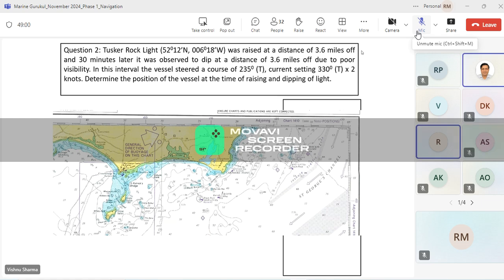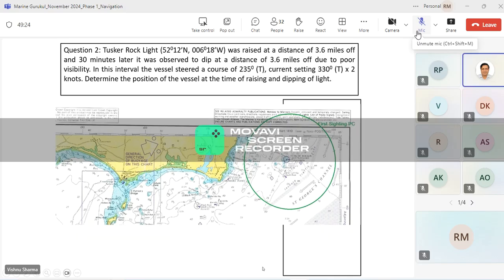Guys, 2000 hours raised. So for the 2000 hour PC, what is the center and what is the radius? Read the question and tell. 3.6. 3.6 is the radius. And the center, who will tell me the center? Tusker Rock is the center, and 3.6 miles is the radius. Very good. So this is the first sighting or raising, or let's say the 2000 hour PC. Am I right, guys? Here is the Tusker Rock in between. Yes, sir.